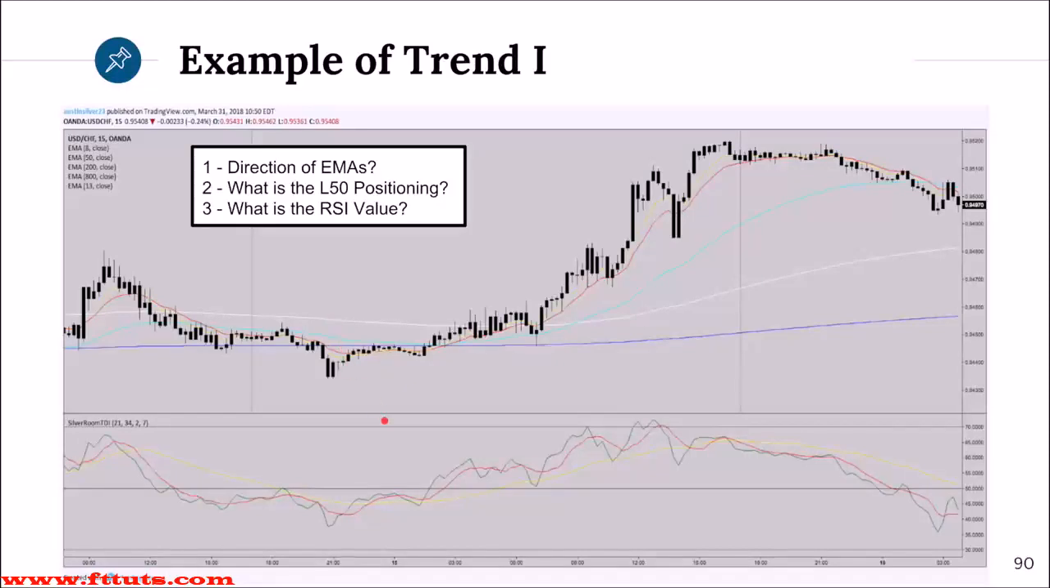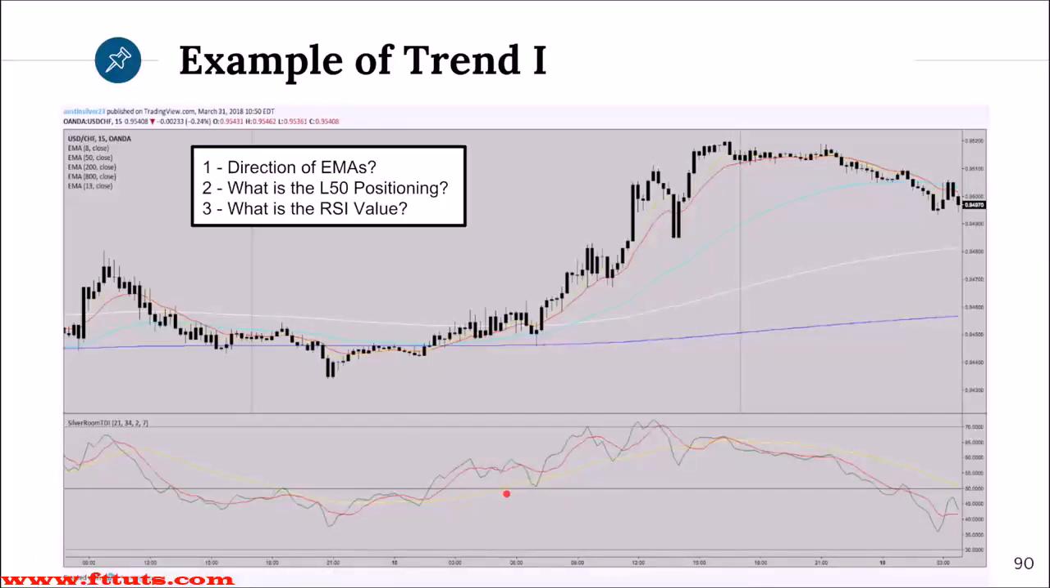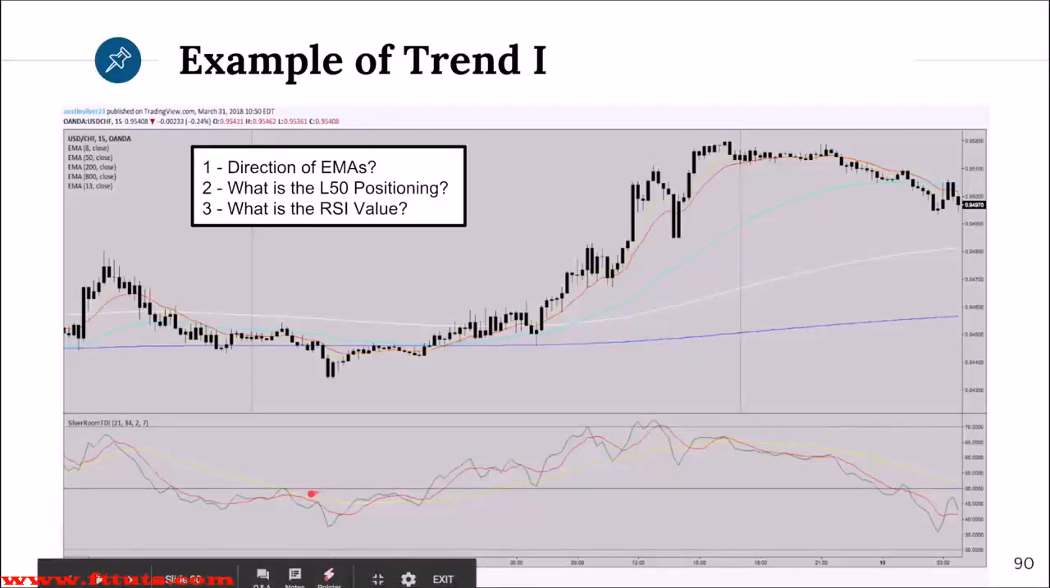Now we need to confirm that with the TDI. The TDI doesn't really look good until the liquid 50 turns up and crosses into the buy zone right here at about 6 a.m. So to answer question number two, what is the positioning of the liquid 50? Well, it starts in the sell zone, but moves into the buy zone when we would be looking to trade it during the New York session.